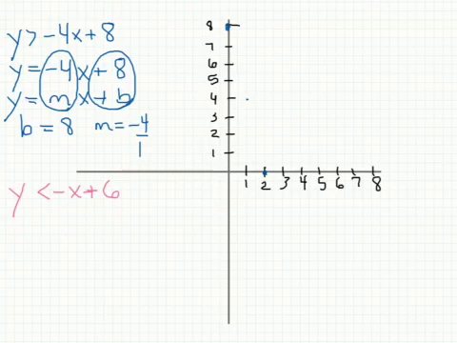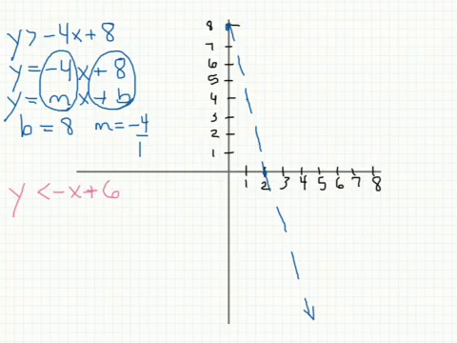We're going to be careful though, because it's either a solid or dashed line. For greater than and for less than, we're going to use a dashed line because those inequalities mean to not include the line in the solution, and so a dashed line indicates that it's a border but it's not included in the solution.